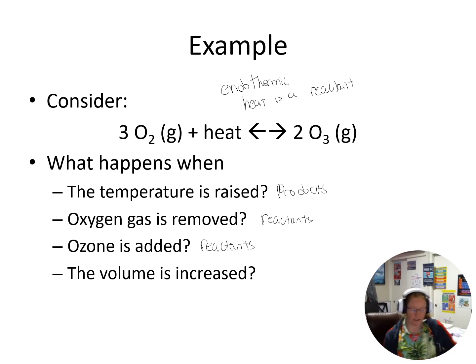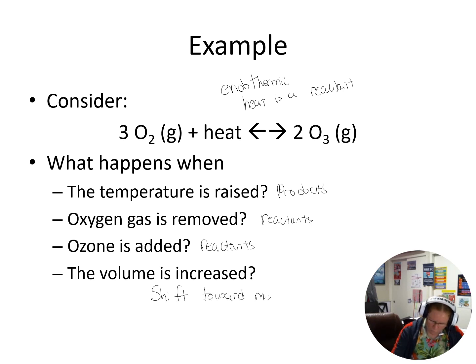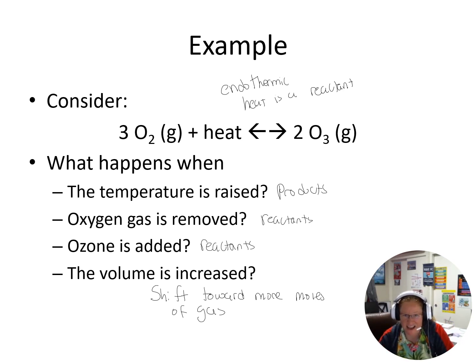All right, and then volume. Okay, so remember, when volume is increased, we shift toward more moles of gas. All right, so let's take a look here. On my reactant side, I have 3 moles of oxygen. On my product side, I have 2 moles of ozone. So what's more, 3 moles of oxygen or 2 moles of ozone? Well, 3 is greater than 2, so I'm going to shift toward reactants because that's where I have more moles of gas. So in this reaction, we're going to shift toward reactants.